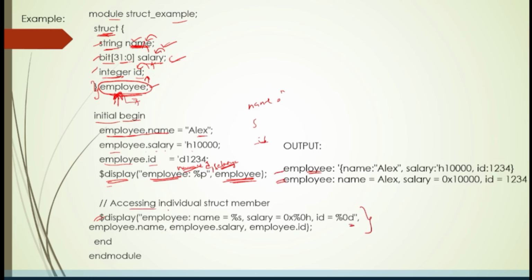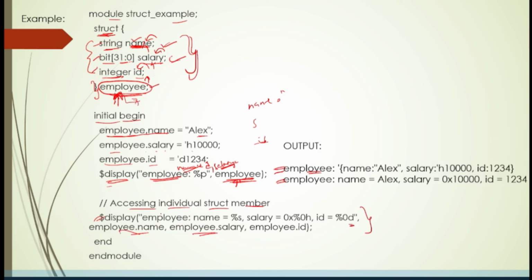If you want to access any individual struct member, whenever you type employee here, all the data, that is all the data types that you are using within the structure, meaning the entire package structure, will be displayed. But if you want to use an individual struct member, you can do this in this way also.